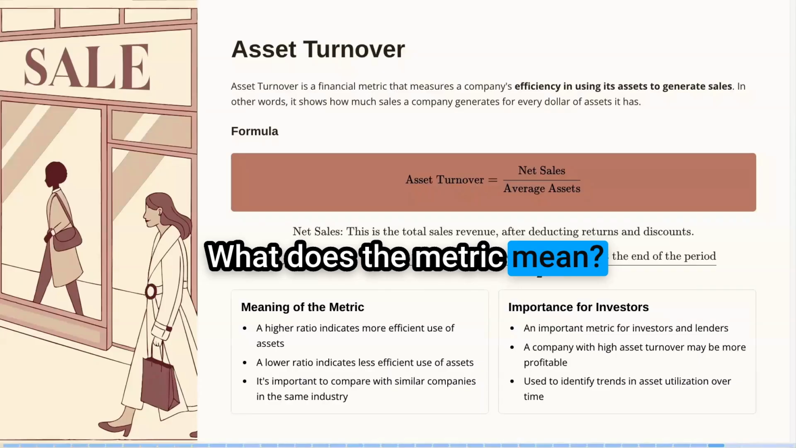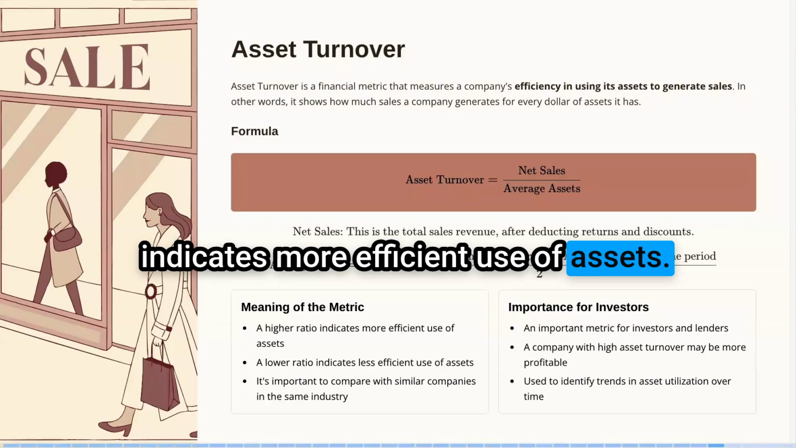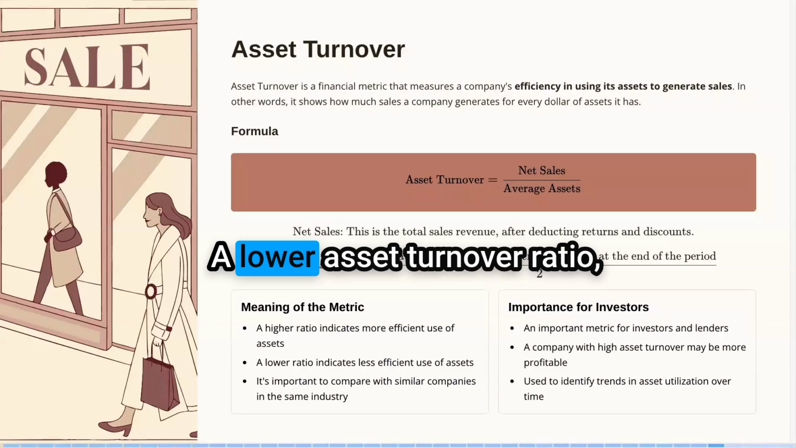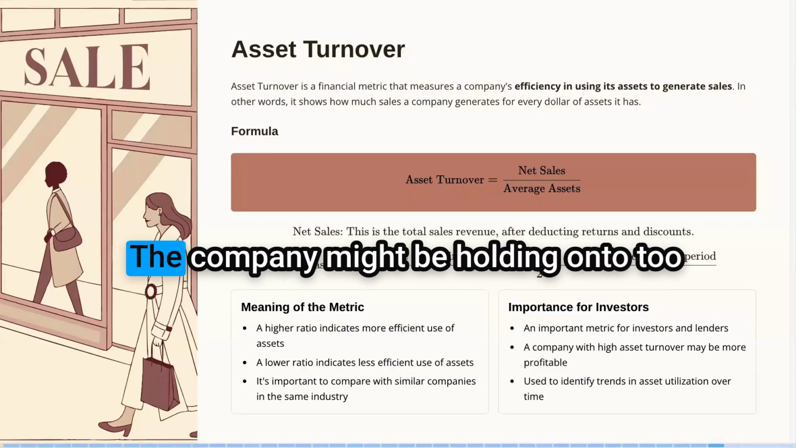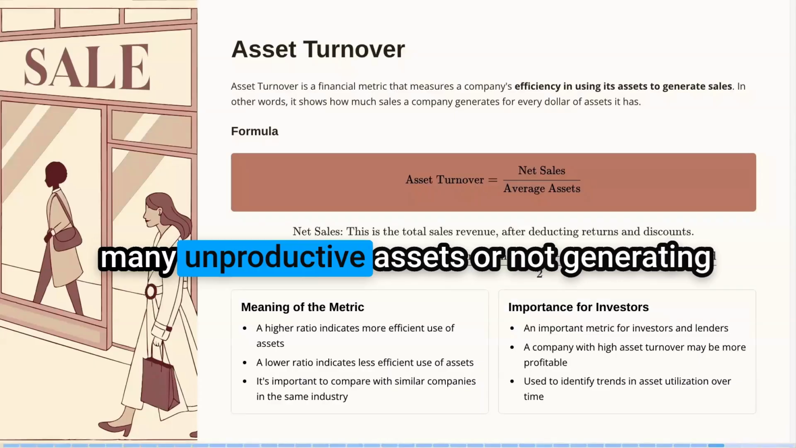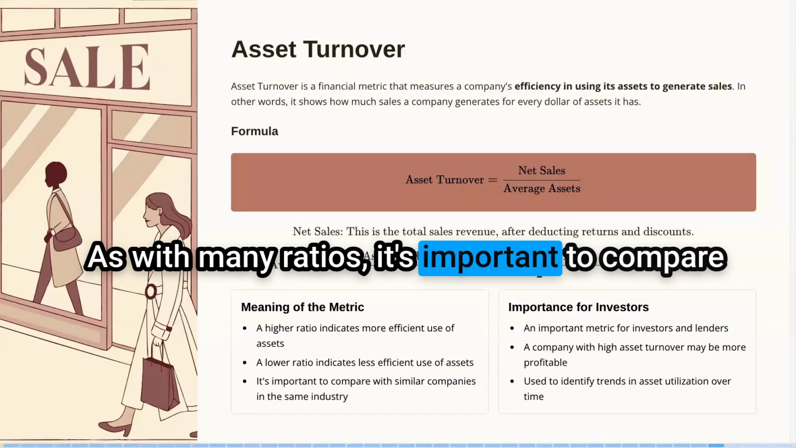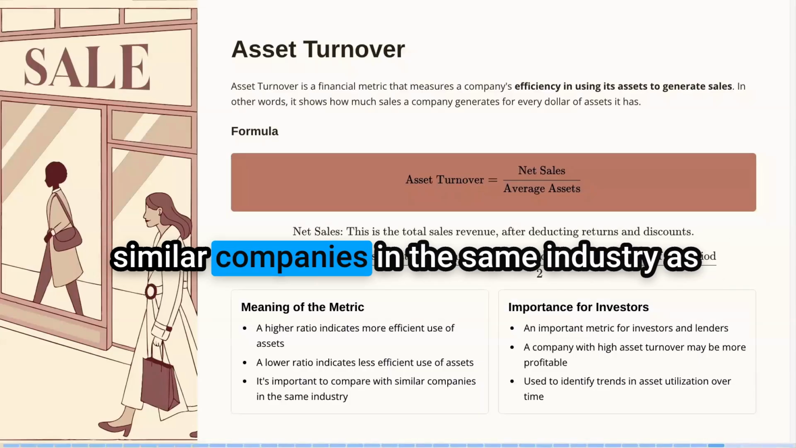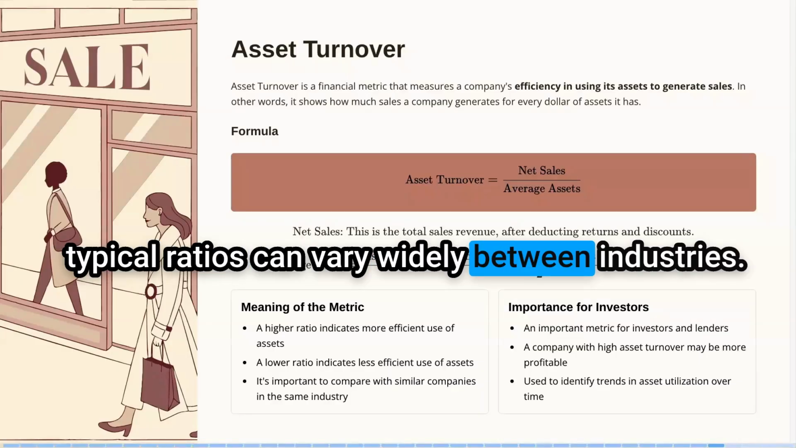What does the metric mean? A higher asset turnover ratio generally indicates more efficient use of assets. The company is generating more sales for each dollar of assets it holds. A lower asset turnover ratio suggests less efficient use of assets. The company might be holding on to too many unproductive assets or not generating enough sales from the assets it has. As with many ratios, it's important to compare a company's asset turnover ratio with that of similar companies in the same industry, as typical ratios can vary widely between industries.